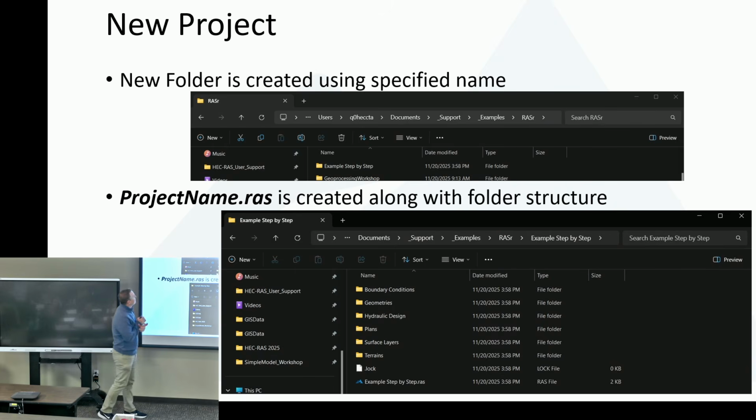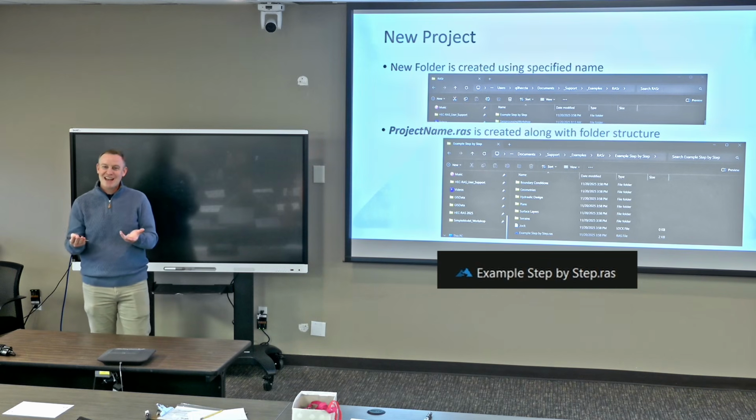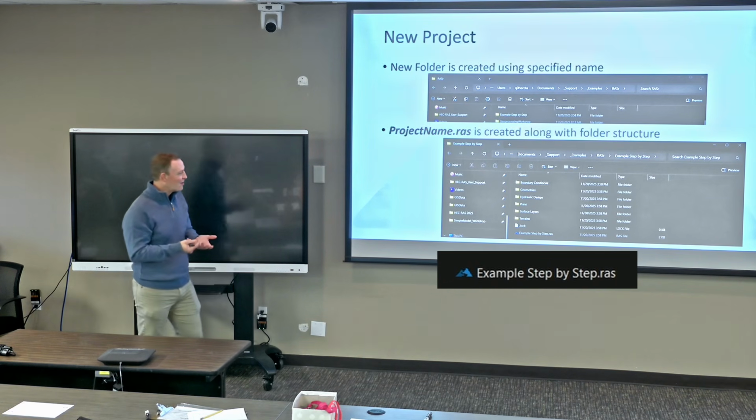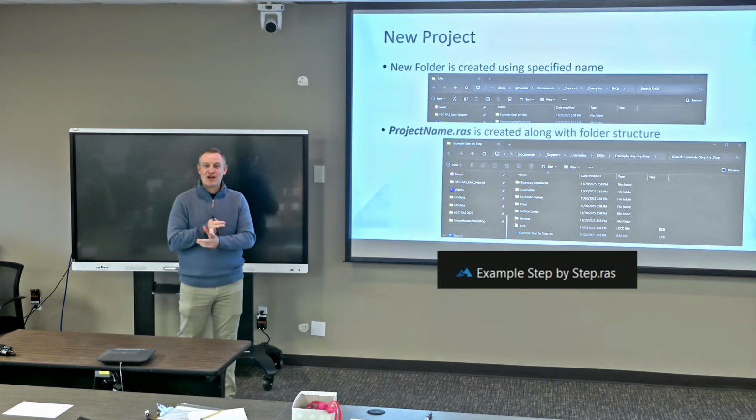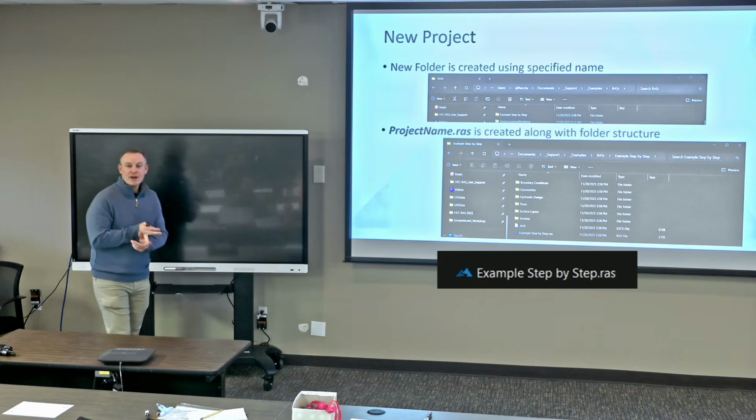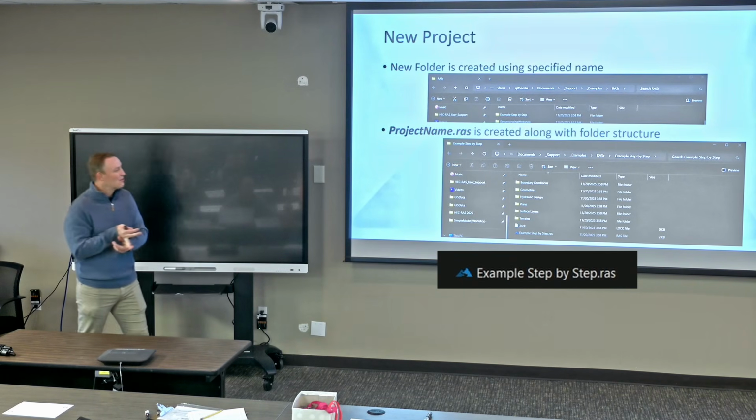So in this case, this was my example step by step. There's a folder called example step by step, and then I'm also gonna have a RAS project. My favorite thing about RAS is that the RAS project extension is actually .ras now. So no longer will anybody be confused between their projection file and their RAS project. We were here first, just remind the ESRI people that.